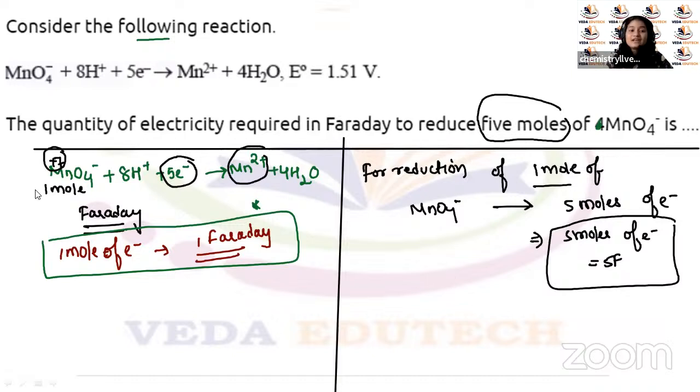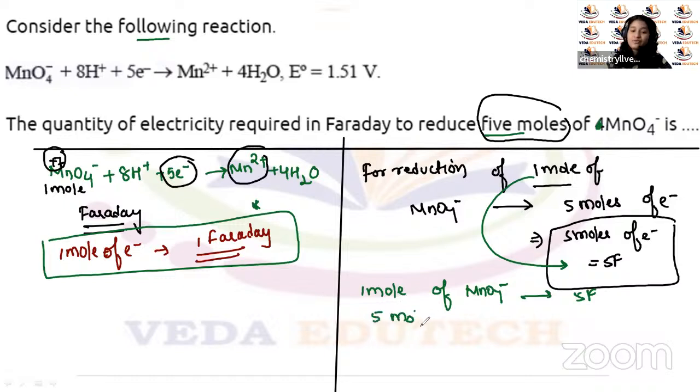But the question asks about 5 moles of MnO4 minus. We calculated 5 Faraday for 1 mole. So if 1 mole of MnO4 minus requires 5 Faraday, then 5 moles of MnO4 minus will require 25 Faraday. So the answer is going to be 25 Faraday.